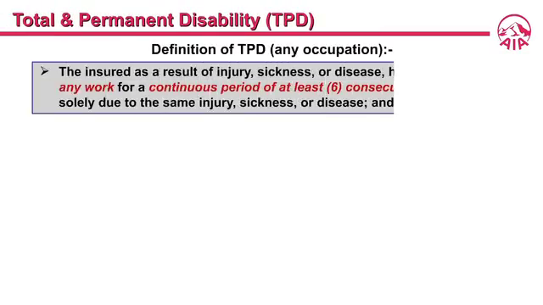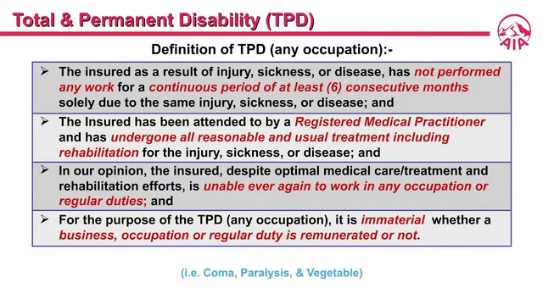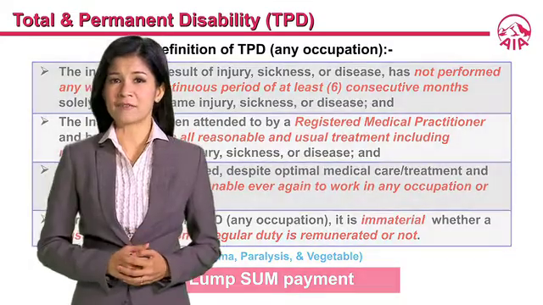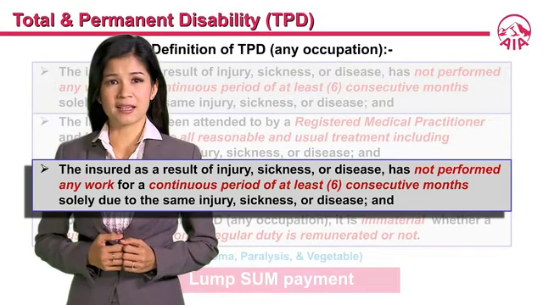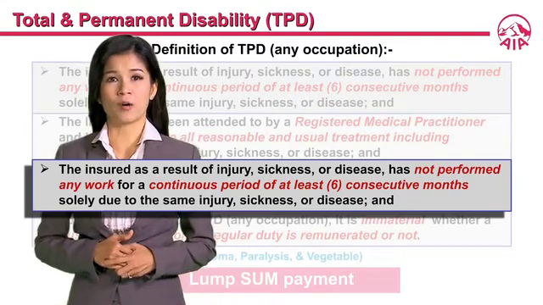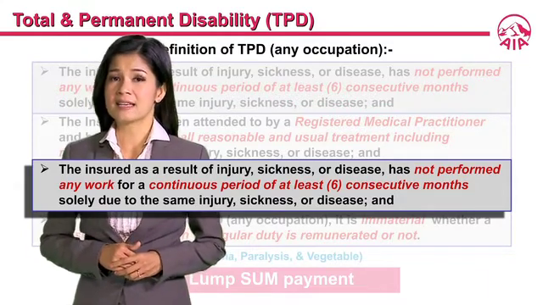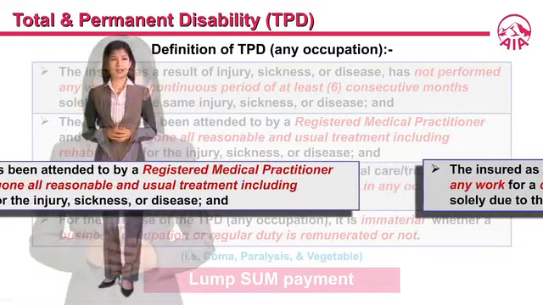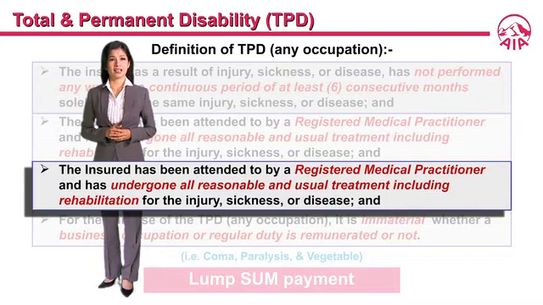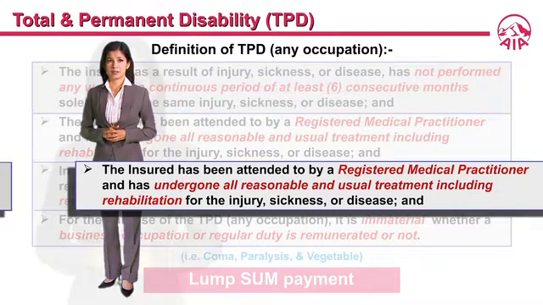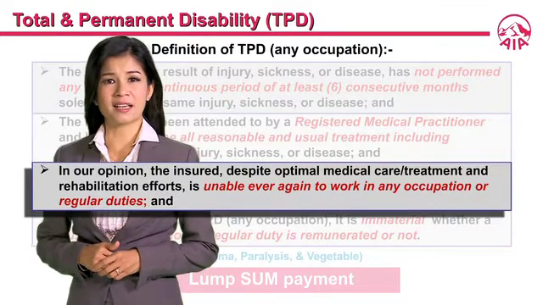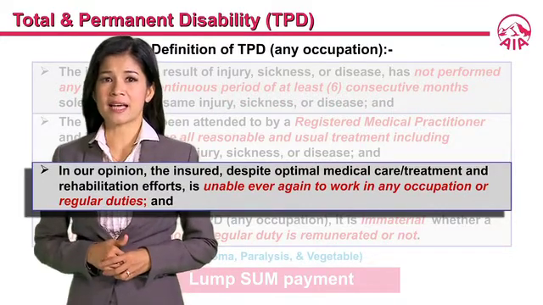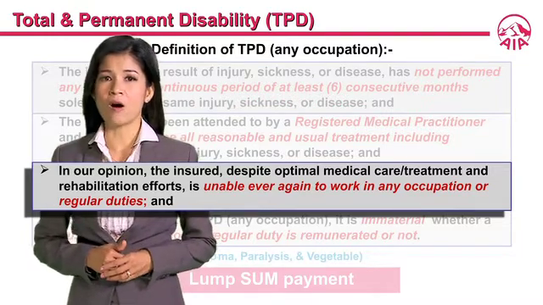The next definition, total and permanent disability of any occupation, is very much related to occupation. In this definition, the insured, as a result of injury, sickness or disease, has not performed any work or occupation for a continuous period of at least 6 consecutive months, solely due to the same injury, sickness or disease. Besides that, the insured has been attended by a registered medical practitioner and has undergone all reasonable and usual treatment including rehabilitation for the injury, sickness or disease suffered. In our opinion, the insured, despite optimal medical care or treatment and rehabilitation effort, is unable to ever work in any occupation or regular duties.